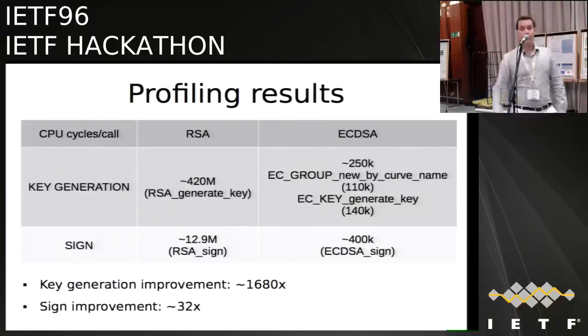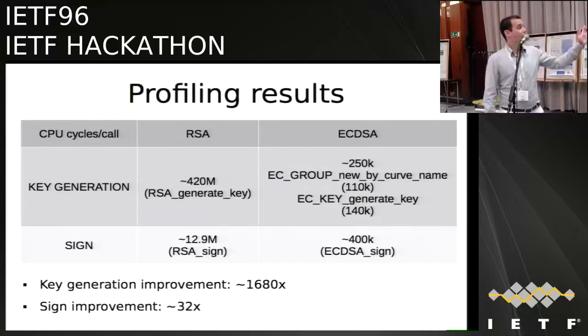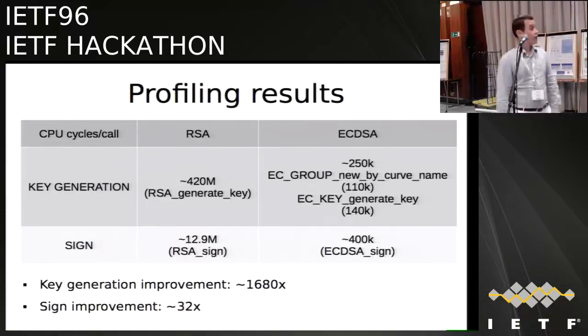Here in this table, you can all see the results. For example, for the key generation, we need 420 million CPU cycles. But for ECDSA, we only need 200,500 cycles. So the improvement here is about 1,600 times.